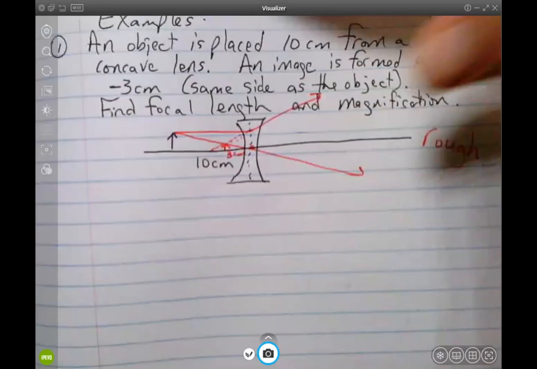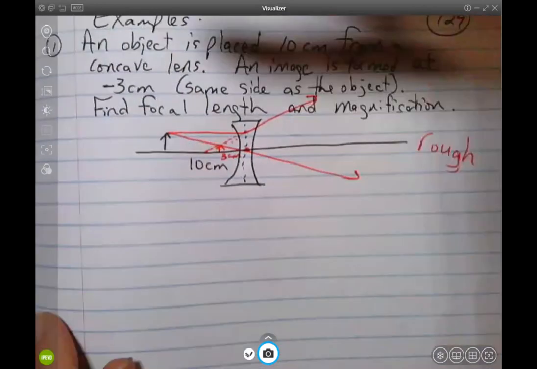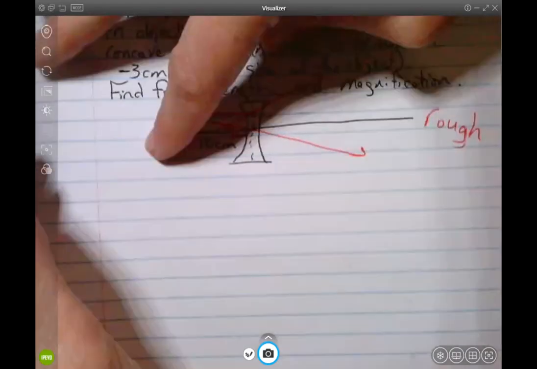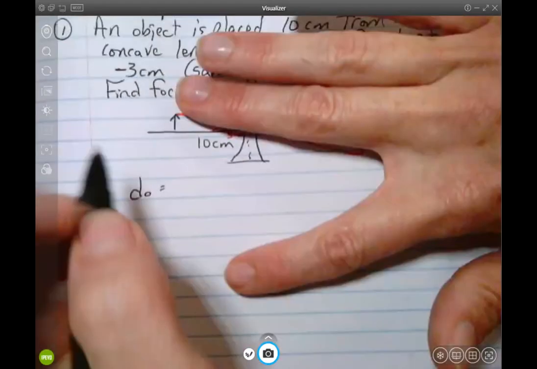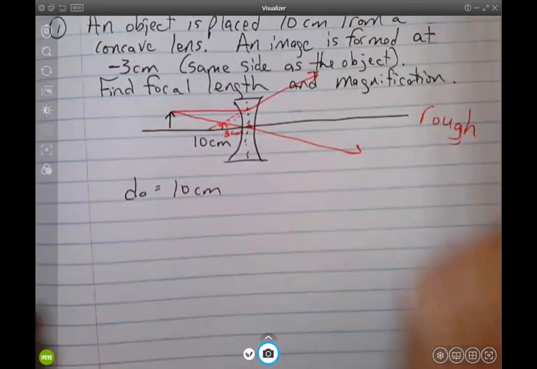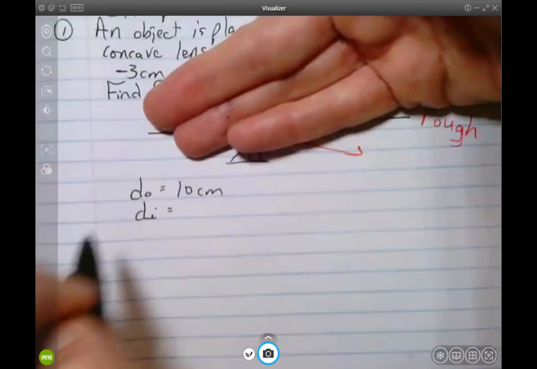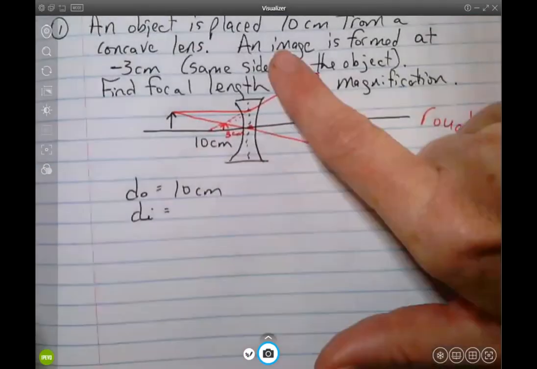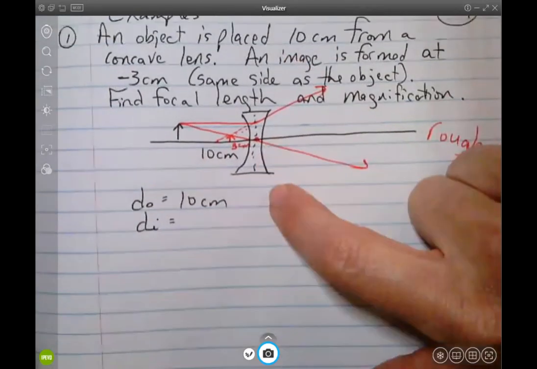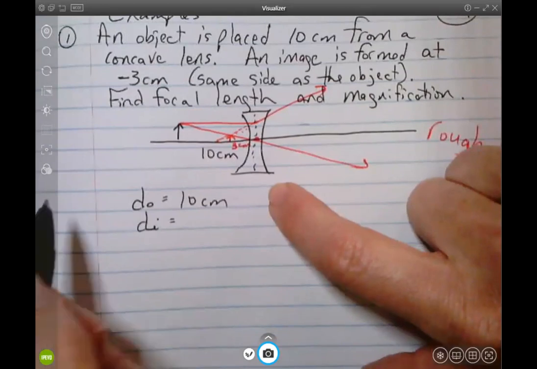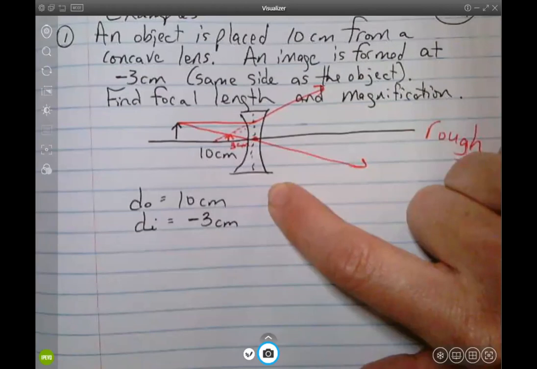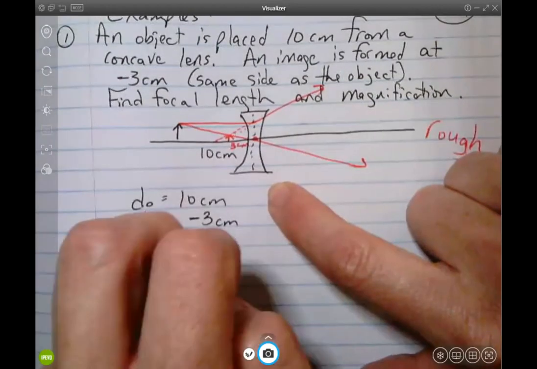All right, so let's write our givens and let's actually solve the problem. DO is what? Good, 10 centimeters. What else do we know? DI is what? -3. F is my question mark.